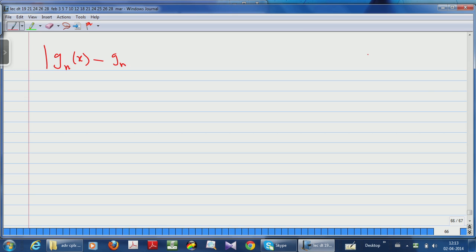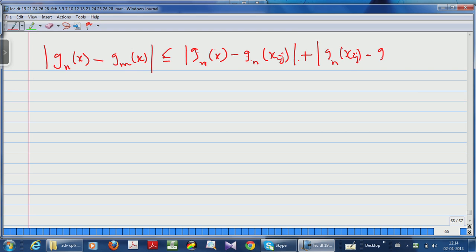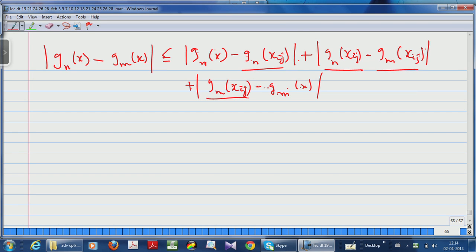The distance between g_n(x) and g_m(x) is that now you introduce that x_{i_j}, which is within a delta of x. So you write this as less than or equal to |g_n(x) minus g_n(x_{i_j})| plus |g_n(x_{i_j}) minus g_m(x_{i_j})| plus |g_m(x_{i_j}) minus g_m(x)|. So this is how you split the triangle inequality. You interpolate the x back to itself by this x_{i_j}, and then you introduce this minus g_n(x_{i_j}) plus g_n(x_{i_j}) minus g_m(x_{i_j}) plus g_m(x_{i_j}).